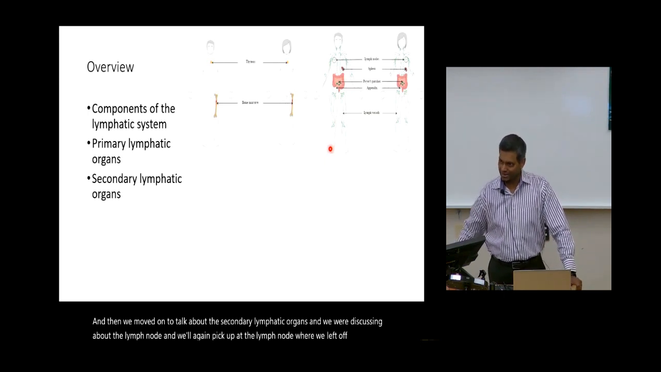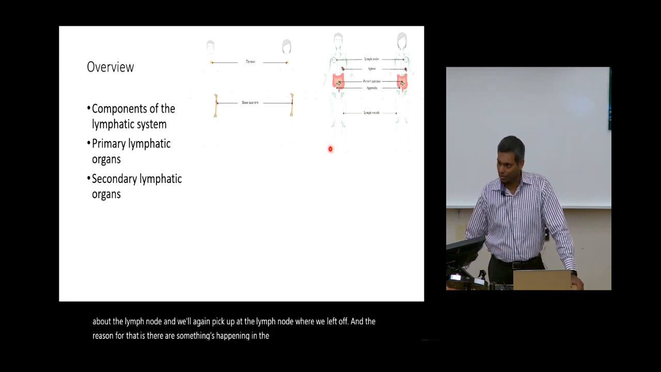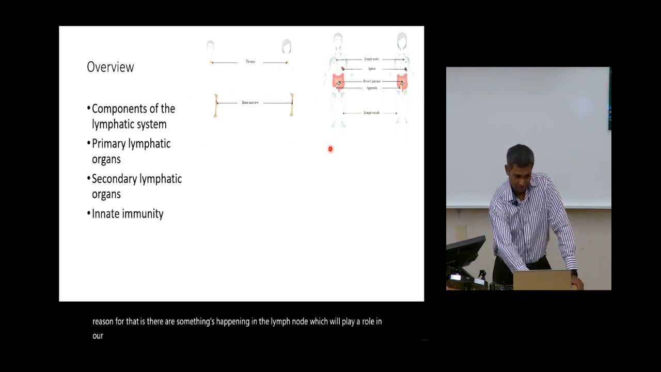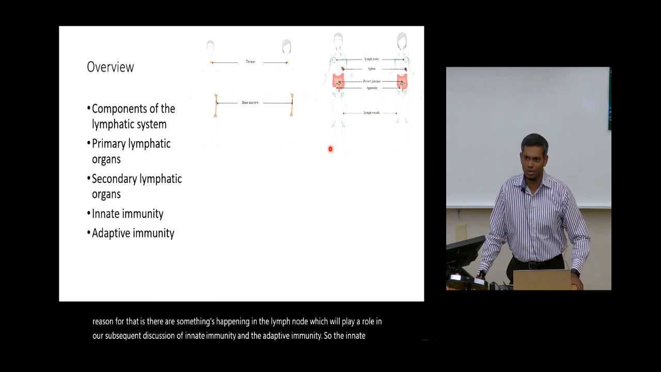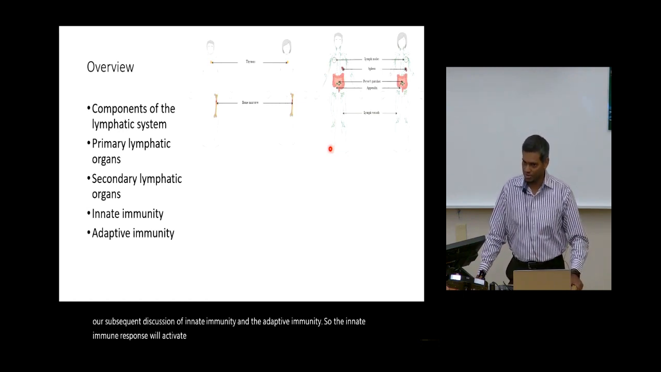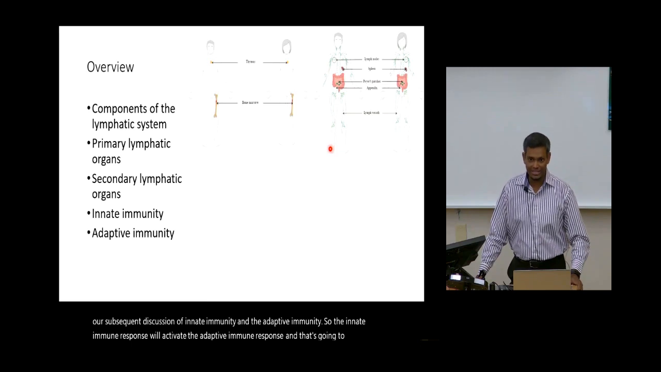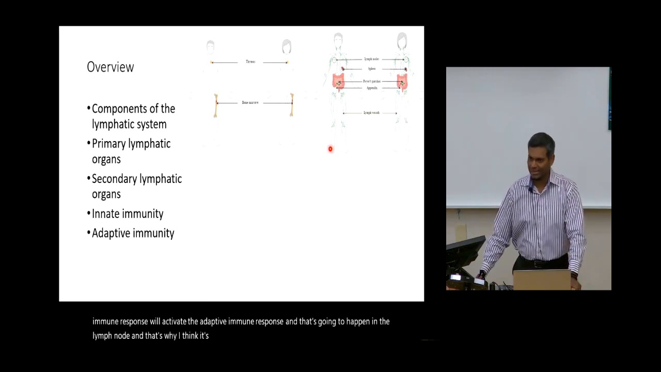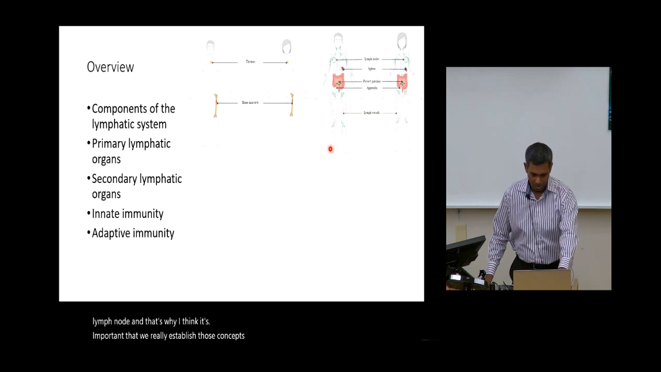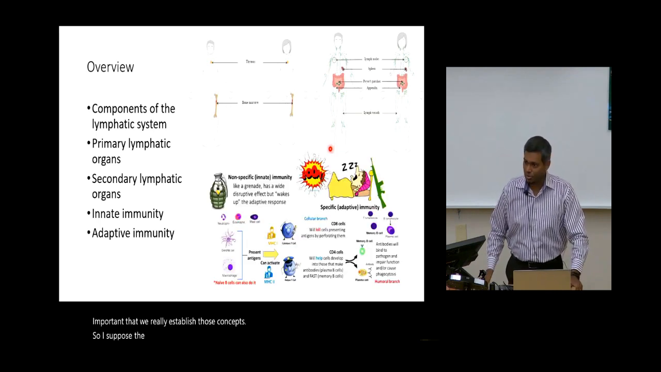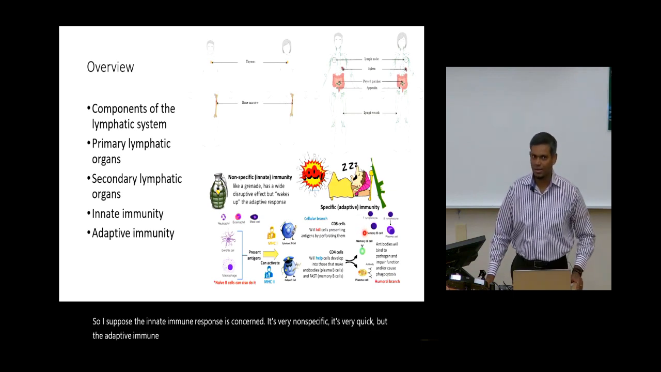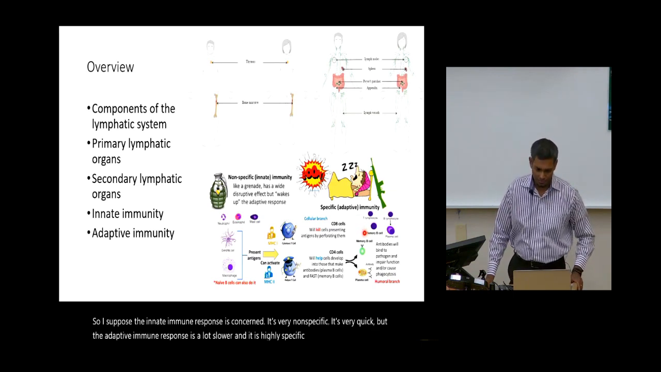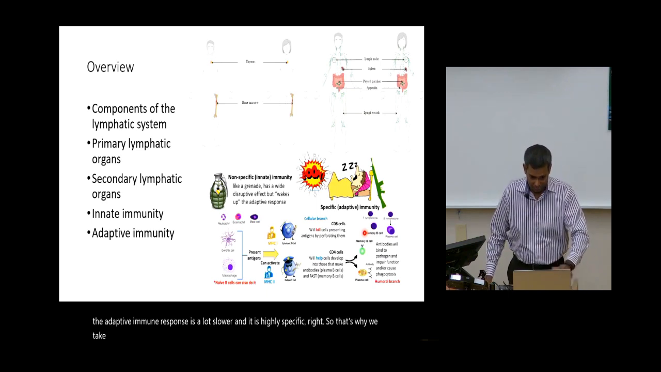The reason for that is there are some things happening in the lymph node which will play a role in our subsequent discussion of the innate immunity and the adaptive immunity. So the innate immune response will activate the adaptive immune response, and that's going to happen in the lymph node, and that's why I think it's important that we establish those concepts well. The innate immune response is very non-specific and very quick, but the adaptive immune response is a lot slower, and it is highly specific, right? So that's why we take vaccines and so on.